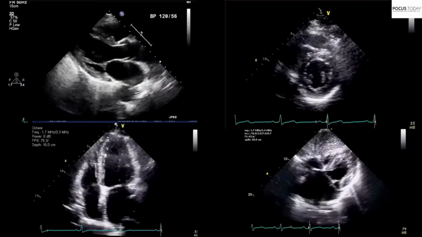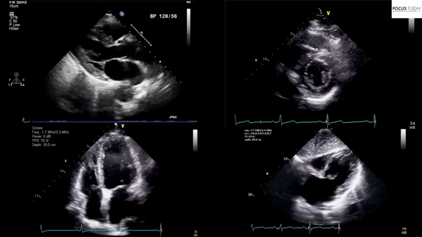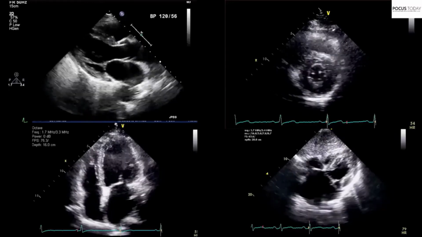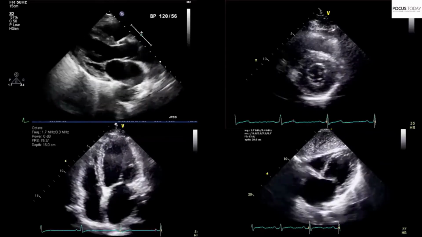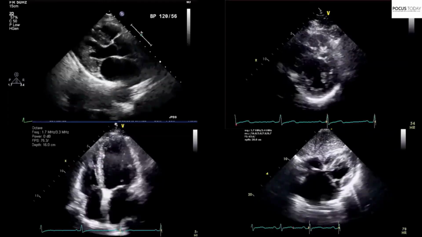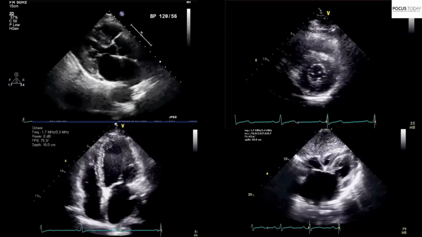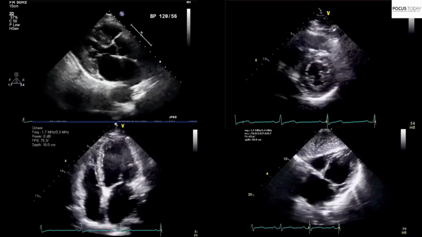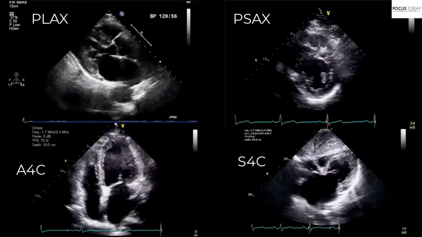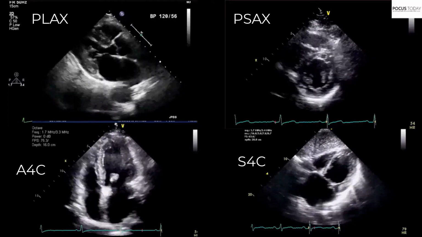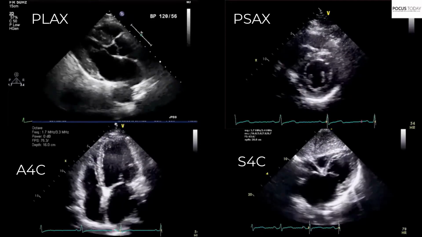Let's look at contractility and afterload assessment. Eyeballing is an effective method of determining LV systolic function. By eyeballing, the LV systolic function can be divided into normal, mild dysfunction, moderate dysfunction, and severe dysfunction. This is an example of normal LV systolic function, with ejection fraction greater than 55%. All 4 POCUS cardiac views are seen here.